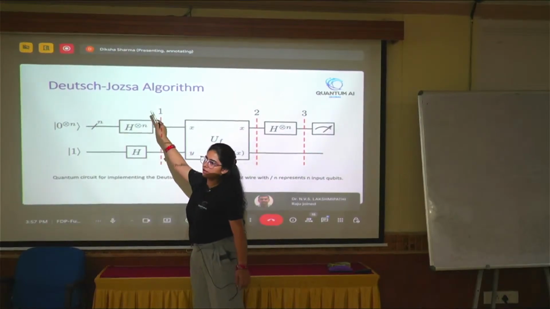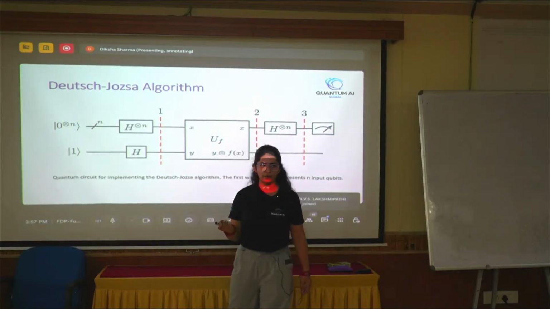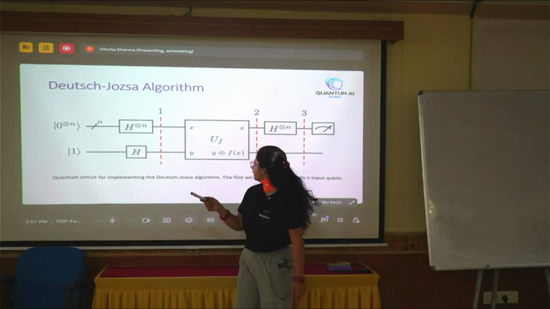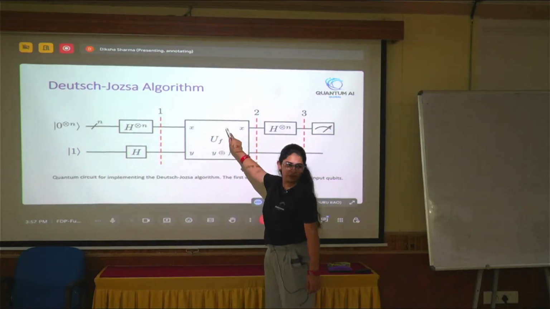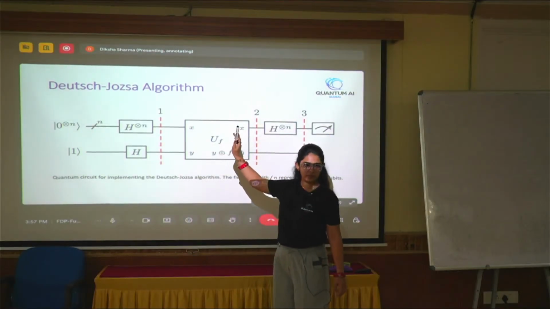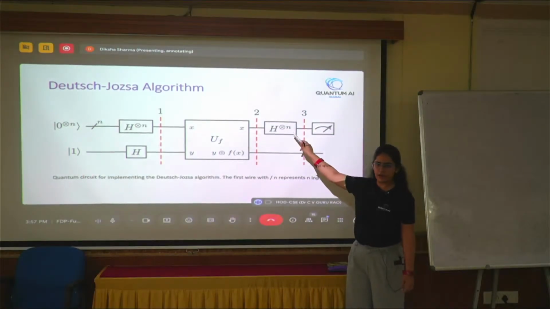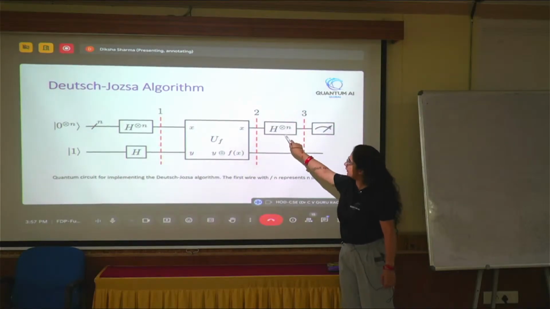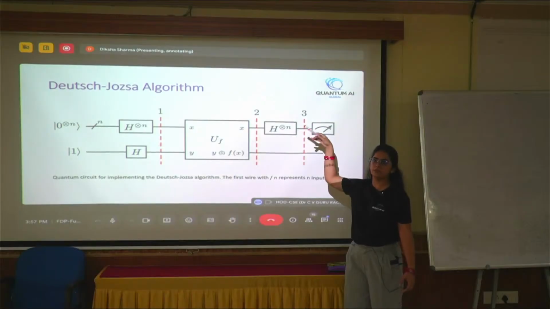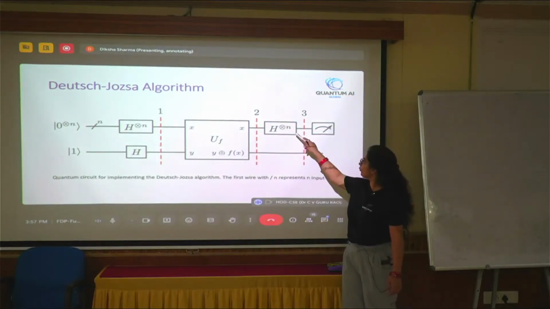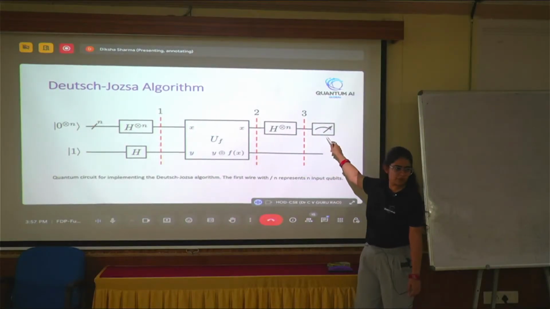H tensor n means that on each wire we are applying this Hadamard gate, and this is going into this particular black box. At the end I'm getting some output, applying Hadamard tensor n, n number of Hadamards, and then measuring it.